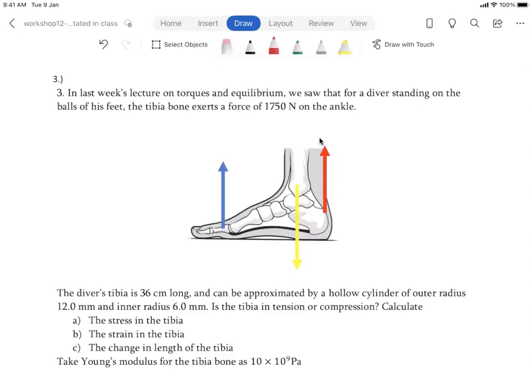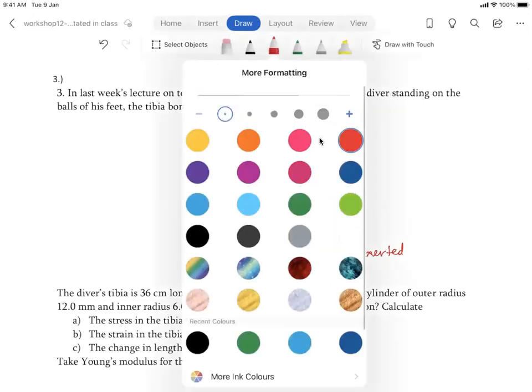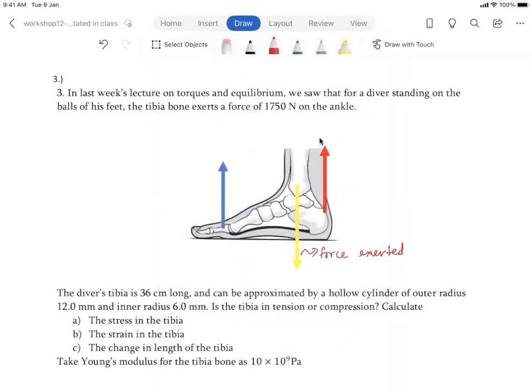So this yellow arrow here is the force exerted on the ankle by the tibia.